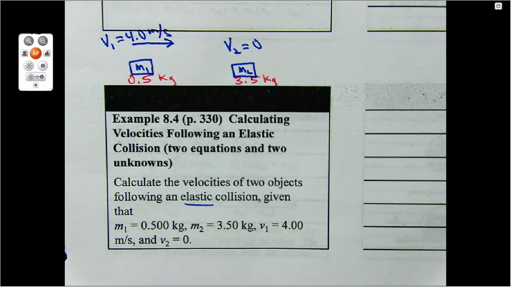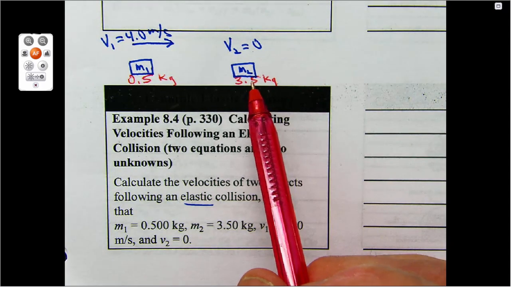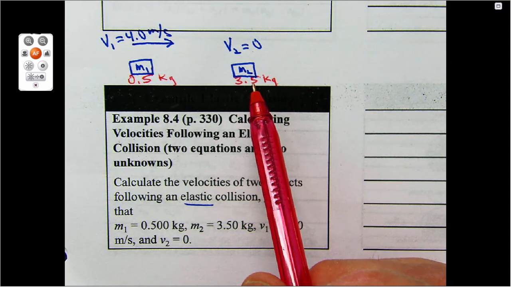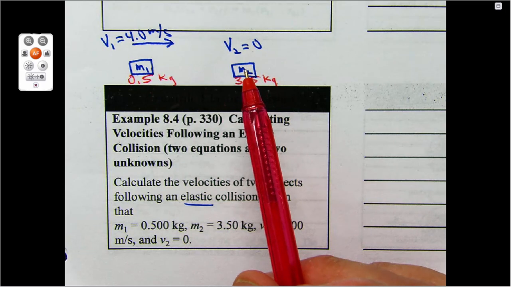What might happen here after they collide? M1 could bounce backwards, correct? Probably bounce backwards, because this is a big pig here, huh? This is 7 times more mass. This is going to have some velocity. Now let's use some common sense.